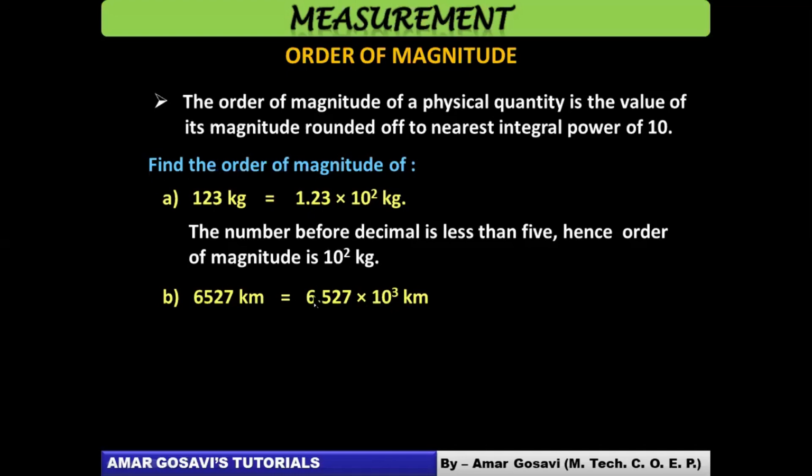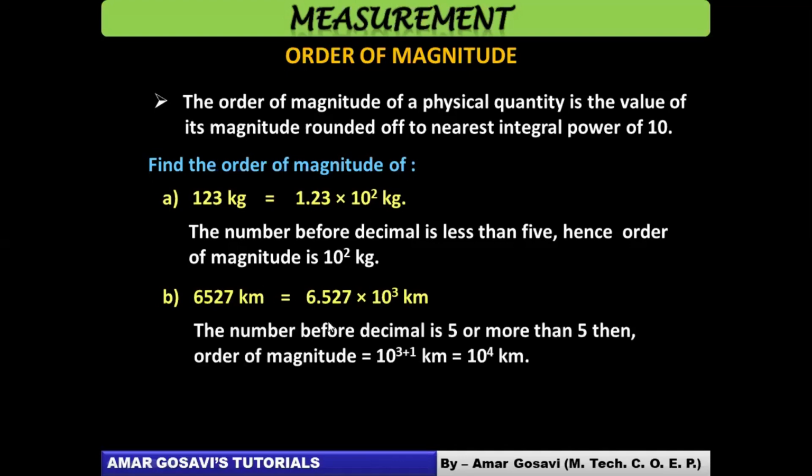Okay? 5 or greater than 5. So under such circumstances, what you are supposed to do, you're supposed to add 1 to this. So it will be 3 plus 1. So the order of the magnitude will be 10 raised to 4 kilometer. Remember this. These two examples are making it quite clear how you depict the order of a quantity.